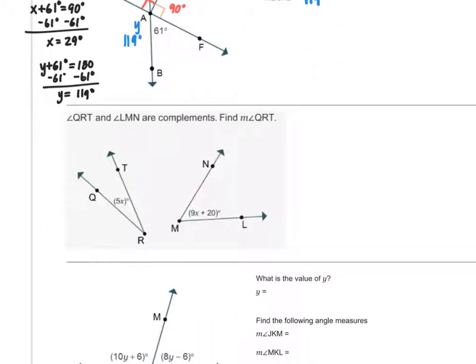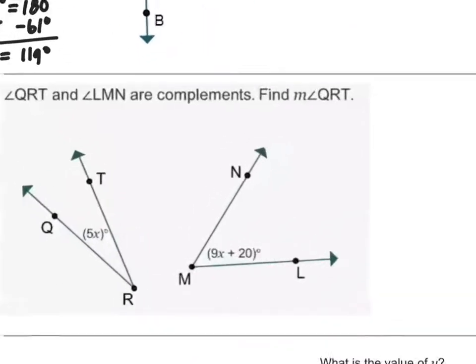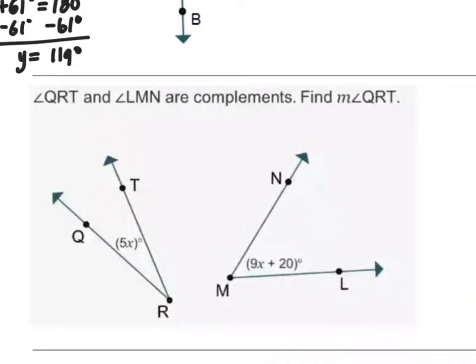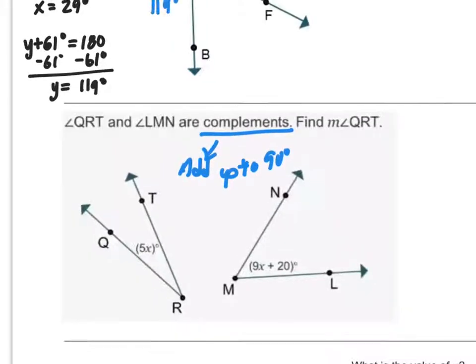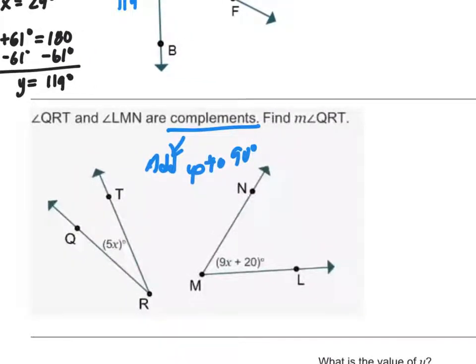Now here's another question. It says angle QRT and LMN are complements. That means that they say nice things to each other. It also means that they add up to 90 degrees. Then it wants us to find the actual measure of angle QRT. But the problem is that the angle measure is an algebraic expression, and once I find x, I can figure out what that angle measure is. So here's what I'm going to do first.